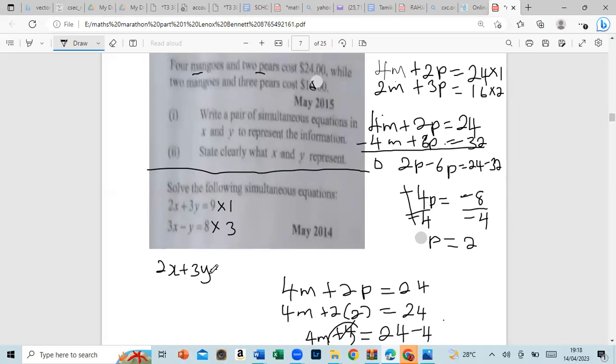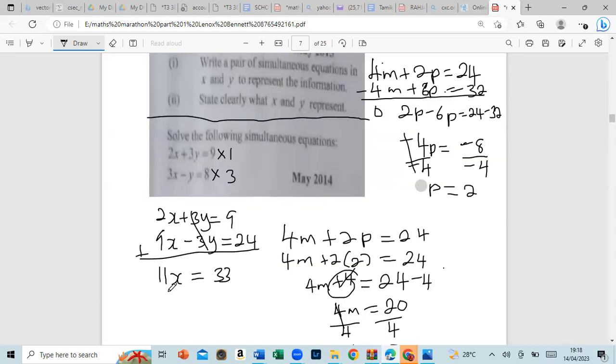And then 3 times 3, that's 9x, because you have to multiply both terms, right? And then we have minus 3y. And then 3 times 8 would give us 24. So basically, I can add now. 2 plus 9, that's 11. And 9 plus 24, 33. Because remember, the y is going to go to 0, right? One positive, one negative. So the value of x would be 3 when I divide by 11.